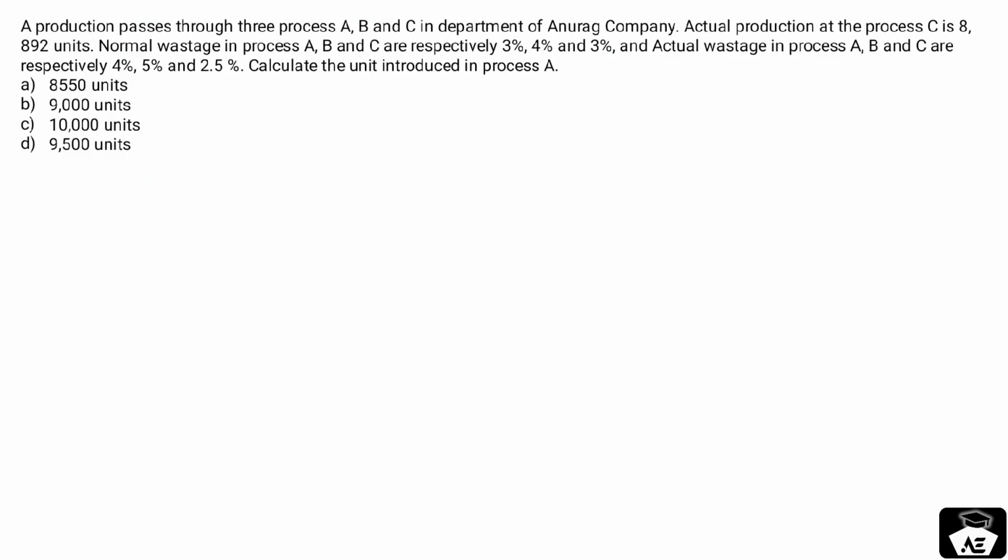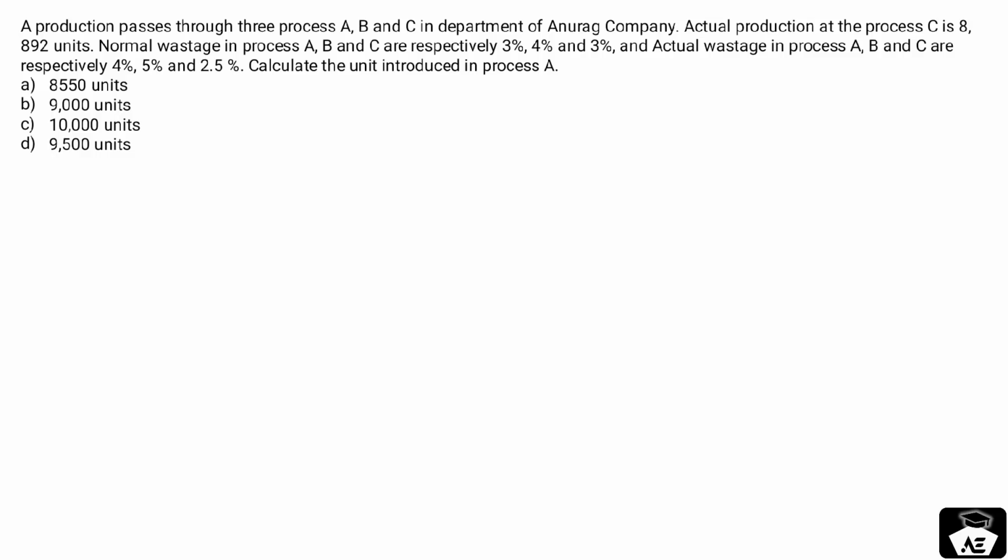A production passes through 3 processes A, B and C in a department of Anurag company. Actual production at process C is 8,892 units. Normal wastage in processes A, B and C are respectively 3%, 4% and 3%. Actual wastage in processes A, B and C are respectively 4%, 5% and 2.5%. Calculate the units introduced in process A.